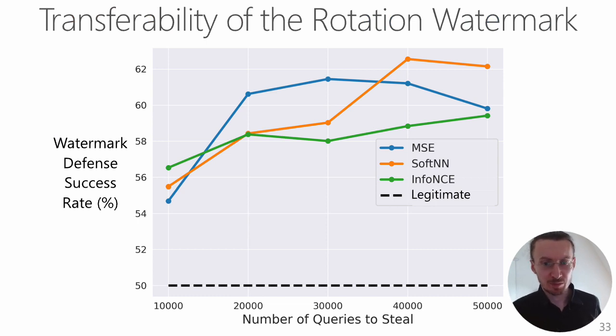Let's analyze the transferability of the rotation watermark. In the graph, we show the watermark success rate, whether the rotation range was classified correctly or not. This is on the y-axis as a function, on the x-axis, of the number of queries used for stealing. We observe that for the legitimately trained model, the watermark task achieves near random accuracy of 50%, and this is denoted as a dashed black line at the bottom of the graph. On the other hand, for a stolen encoder, the more queries are used for the extraction, the higher the transfer of the watermark. This holds across many loss functions used for stealing.